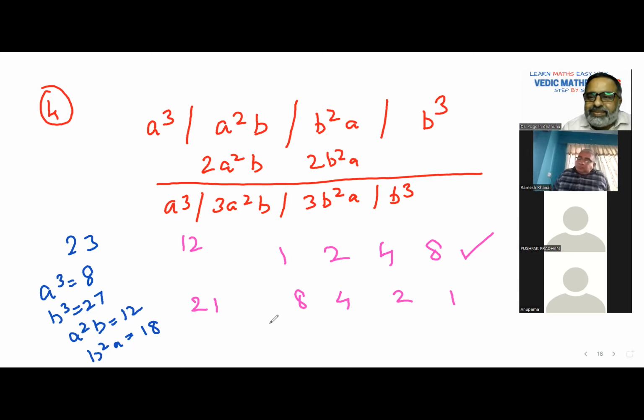Sir, in the 2 cube, why don't we add the 2a square b and 2b square a? We will add, but after this. I have only given you the first line, I have not said this is the answer. That we have to do.